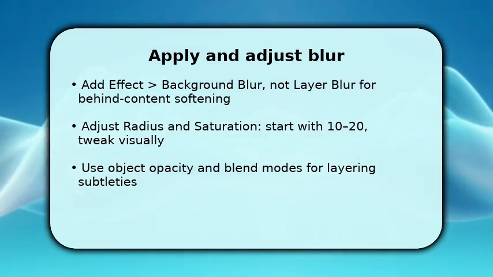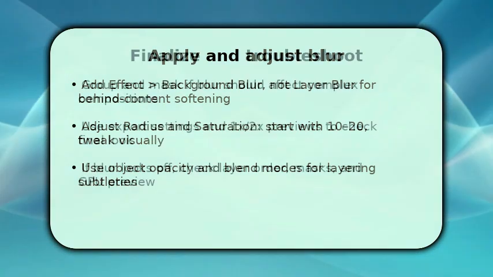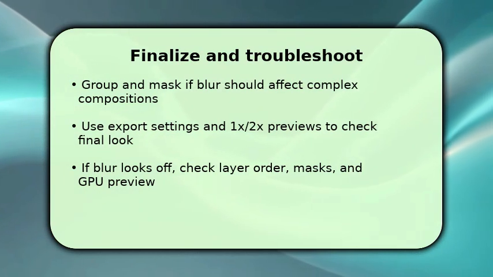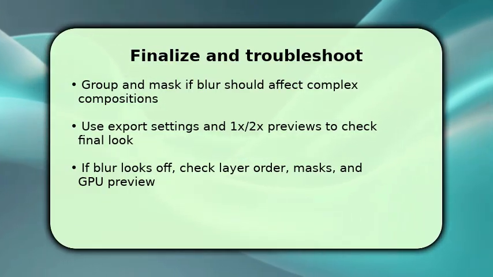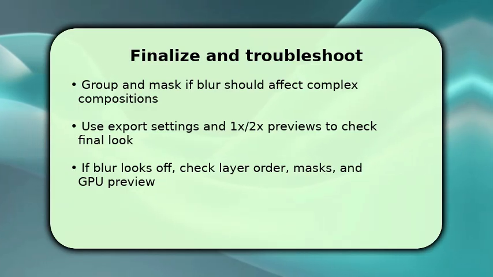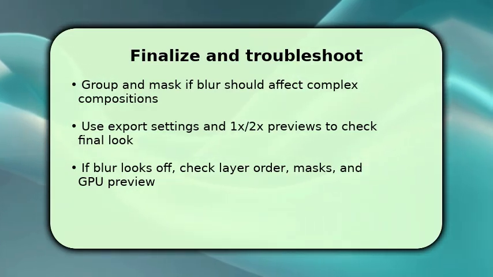Finish by grouping or masking the blurred shape so it behaves predictably as you move elements. Masks control what areas sample the background. When you think you're done, export or preview at target scale, mobile or retina, to verify perceived sharpness.